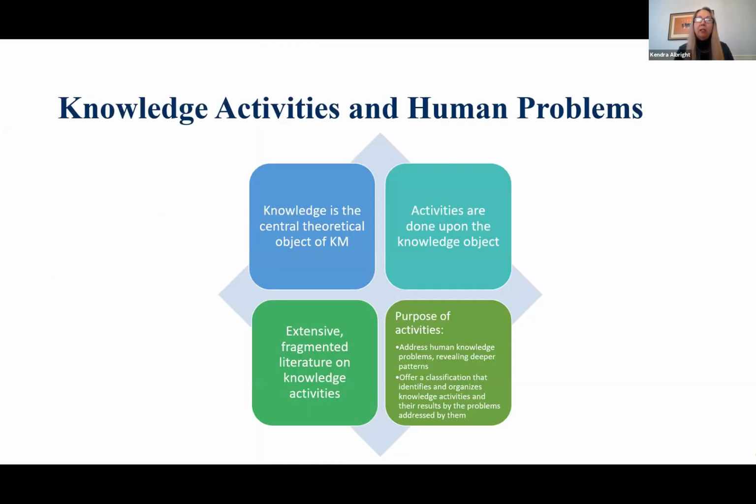The knowledge management literature on knowledge activities, as well as KM processes, is quite extensive and fragmented. It encompasses many proposed activities and different classifications and categorizations of them. The result is a substantial kind of ambiguity as to what activities are actually included in KM and why they're included. In general, this literature offers a wide array of KM's activities about knowledge and upon knowledge.